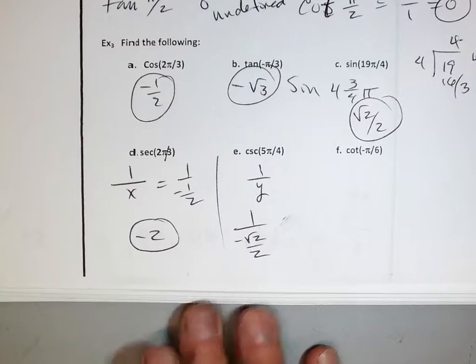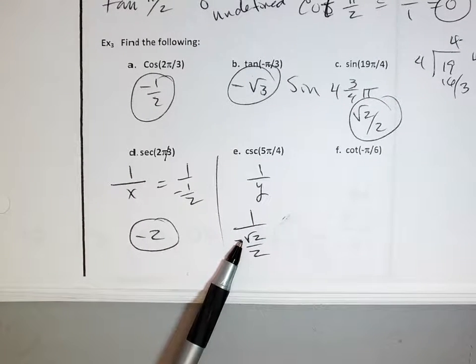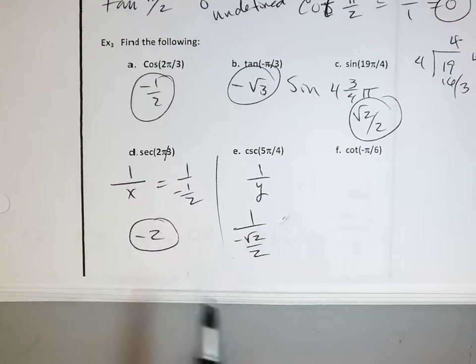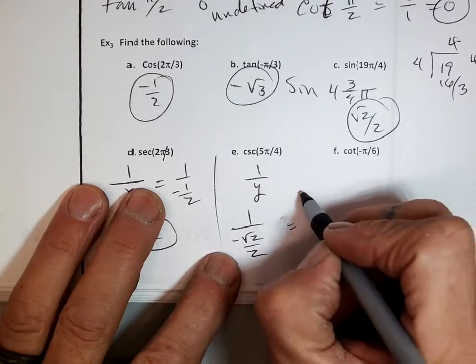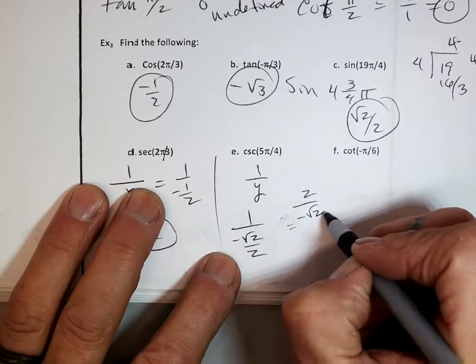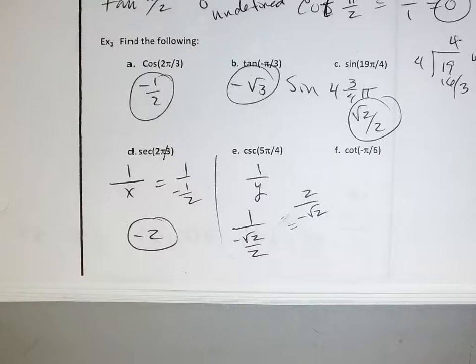What are you going to do with that? You're going to switch it. So we're going to rewrite it as 2 over negative square root of 2. A little rule that you probably know but might have forgotten: 1 over any fraction just flips the fraction up. Okay, 1 over any fraction just flips up.